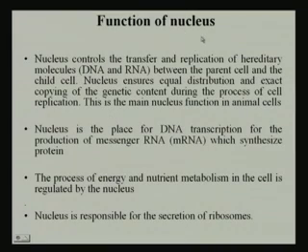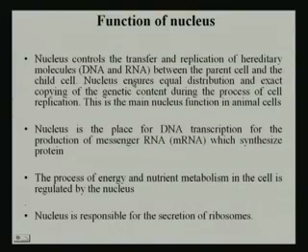The function of the nucleus: it plays a very important role. The nucleus controls the transfer and replication of hereditary molecules, that is DNA and RNA, between the parent cell and the child cell. That means, during cell division, the distribution of genetic material from the parent cell to the daughter cell is controlled by the nucleus. The nucleus ensures equal distribution and exact copying of the genetic content during cell replication, and this is the main function of the nucleus in the animal system.